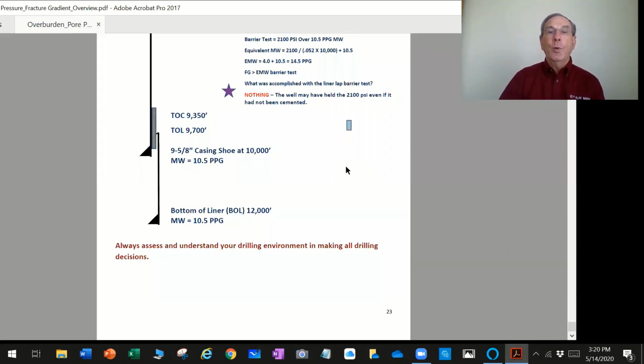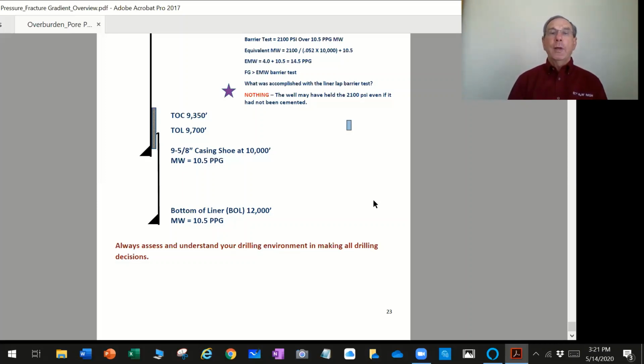So that's a very important concept: anytime you're going to test a barrier, you've got to test to a pressure above the strength of the formation that you're testing against if you want to accomplish a barrier test. So the bottom line is that you always want to assess and understand your drilling environment in making all drilling decisions. So I hope that you have found this video very informative for you.